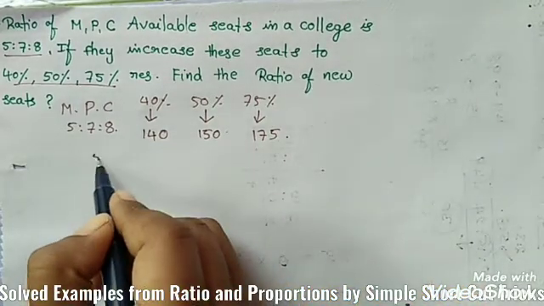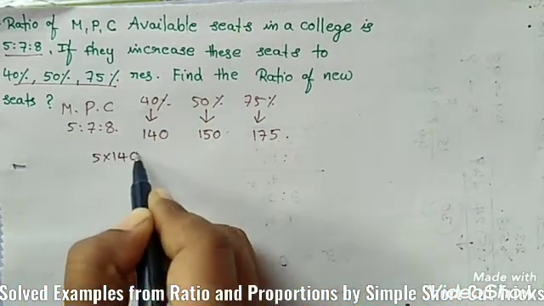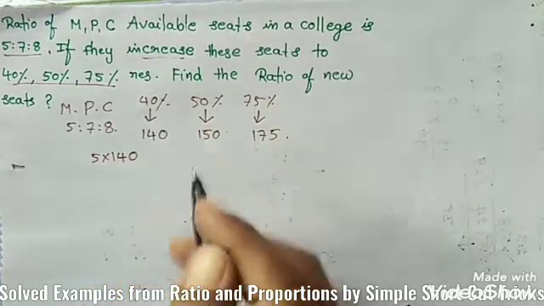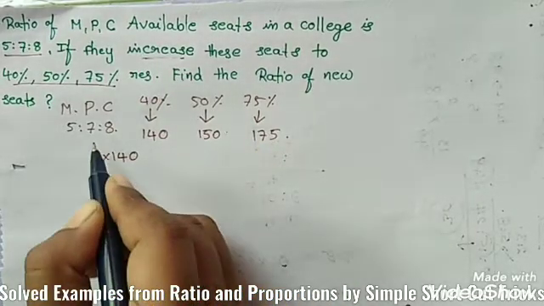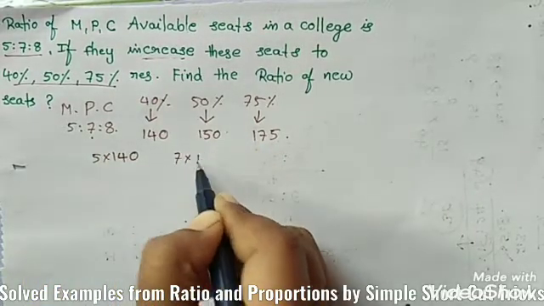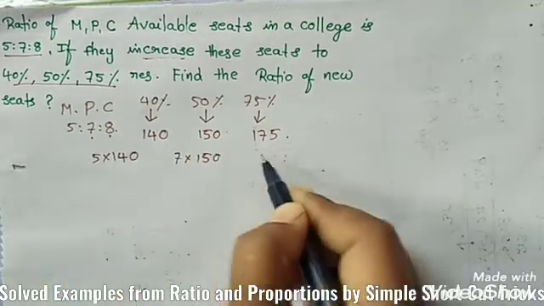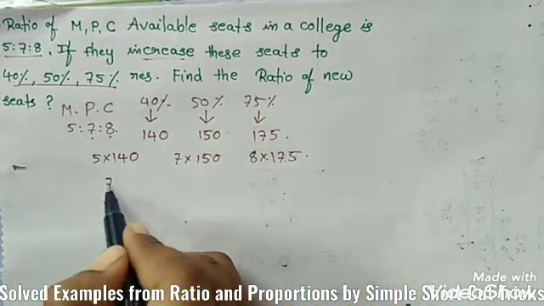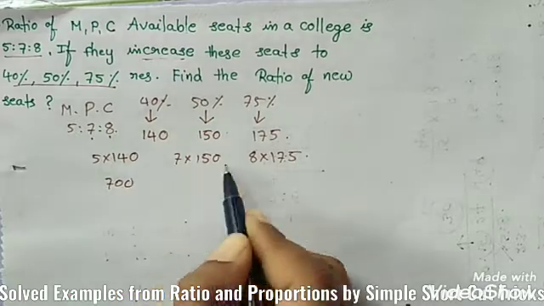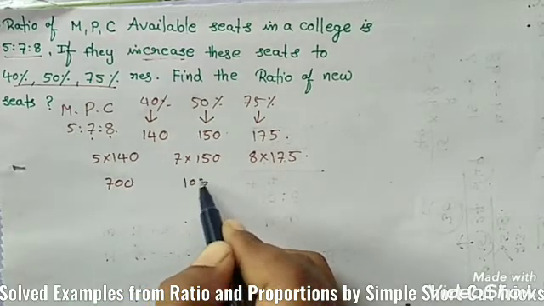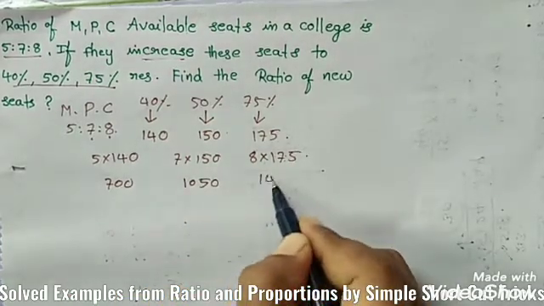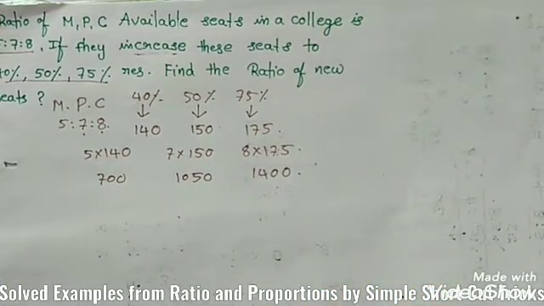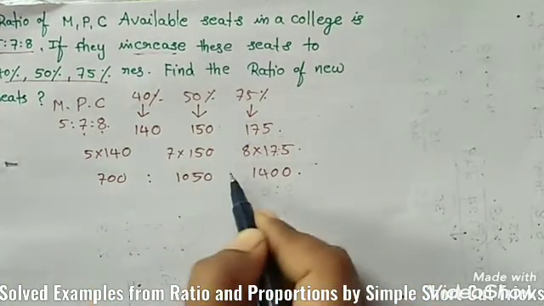Now this 5 into 140, how many seats they are going to have, we have to find out first of all. Here physics means 7 into 150. Now chemistry, 8 into 175. Here we got 700. 7 into 150 means 1050, and here 1400. So let us simplify this ratio.